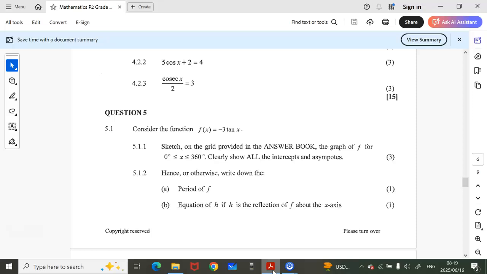It's given as: consider the function f of x equals minus 3 tan x. The first part says we must sketch this function on the provided answer book. In the exam, they will provide you with an answer book where you are going to draw. The graph is drawn between 0 and 360, meaning on the positive side of the Cartesian plane. So let's see how we can draw this graph.